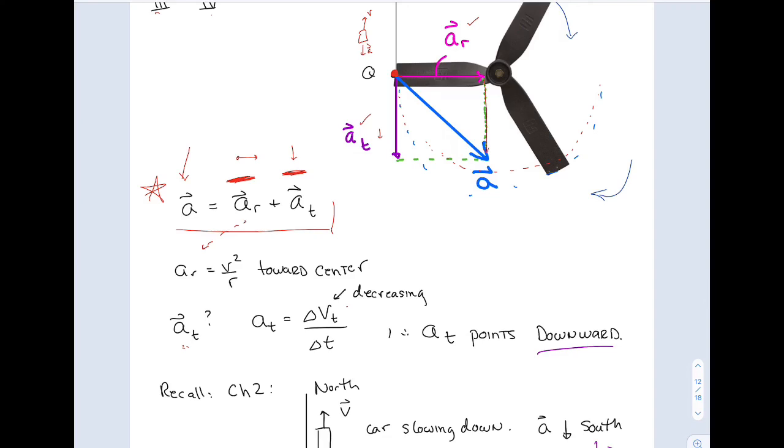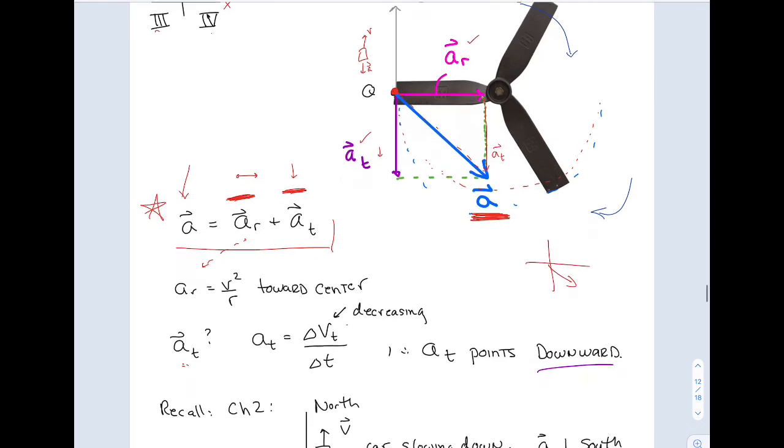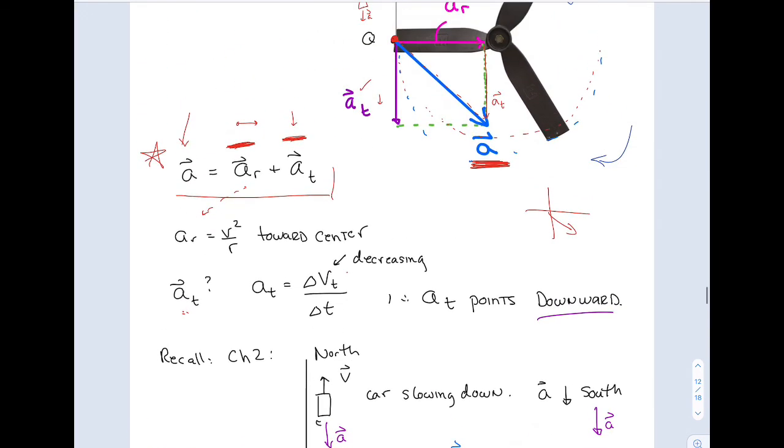So I have my radial, and if I want, I could put the tangential one here. Here I just did tail to tail. So I put the tail of the radial to the tail of the tangential. I made a parallelogram, just the body diagonal. So that's the direction of my acceleration. So what quadrant is that in? That's in the fourth quadrant.